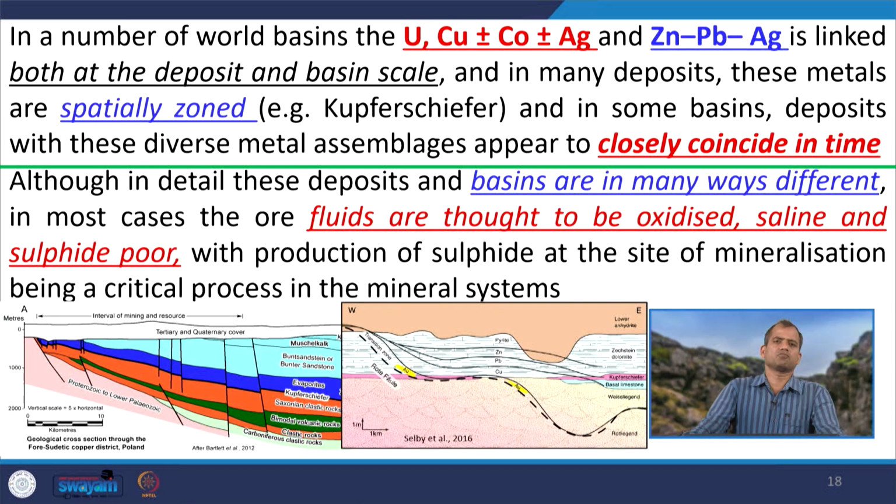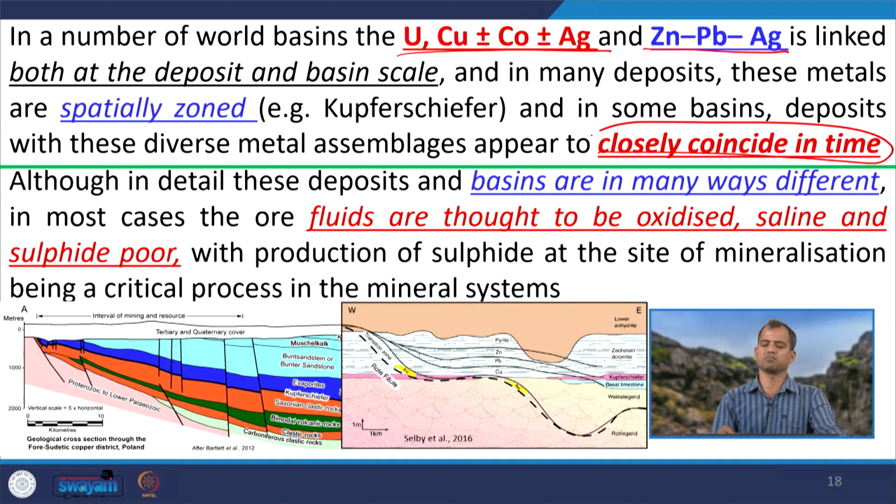So, in a number of world basins, uranium, copper, cobalt, Ag and PbZn Ag are linked both at the deposit scale as well as the basin scale. And in many deposits, these metals are spatially zoned, and in some basins, deposits with these diverse metal assemblages appear to closely coincide in time, and that time is related to tectonics and crustal evolution.